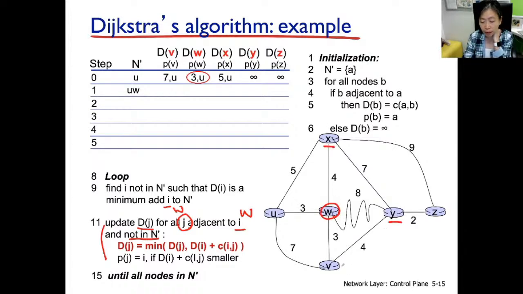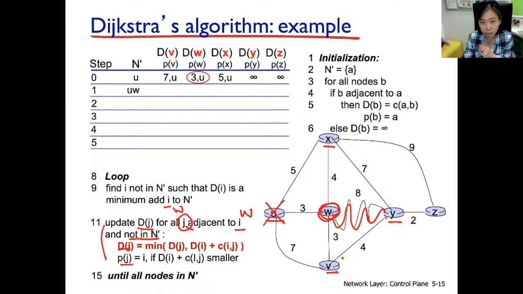X, Y, V, oh wait, Y is disconnected, okay, because there's one link here, and U, all right. But you know what? U is already in the N prime set, so let's remove this. So there's just 3 nodes that can potentially be J, and we need to update the minimum distance and the predecessor node. So what we'll be doing here is to exploit W as a hopping node.